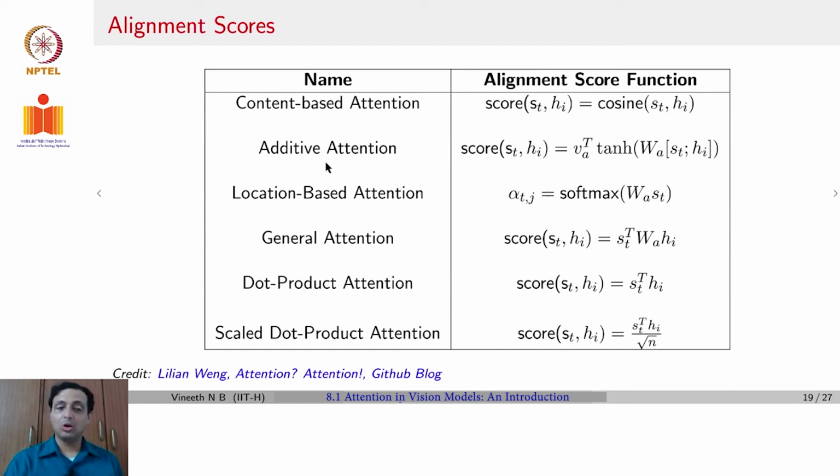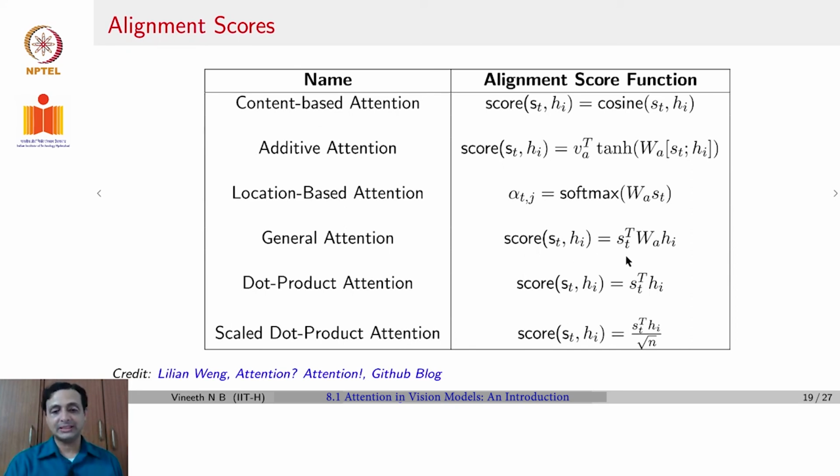You could also learn weights to compute this alignment. So you can take st and hi, learn a set of weights wa, take a tanh and use another vector to get the score. So this is a learning procedure to get your final score. One could also get alpha tj as a softmax over a learned set of weights w and st again.